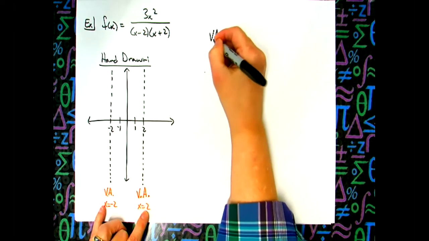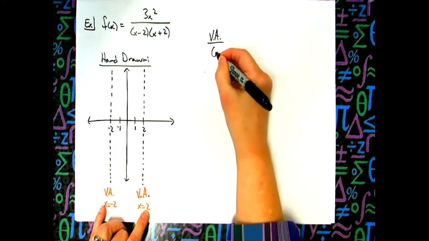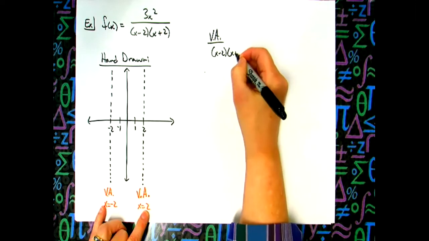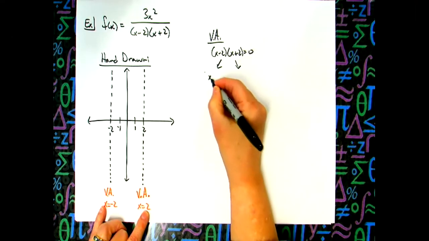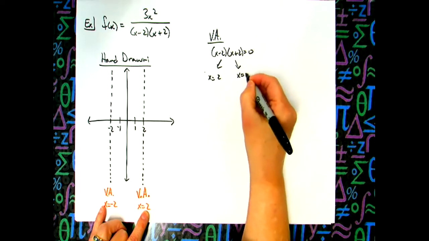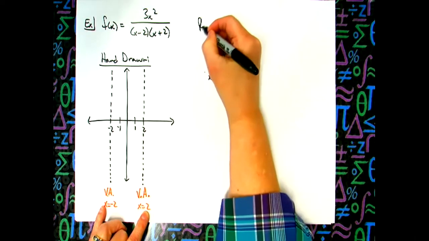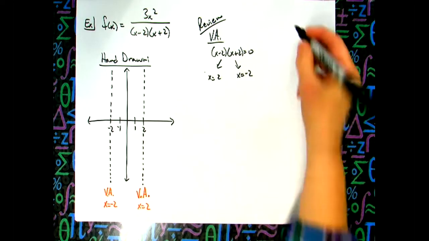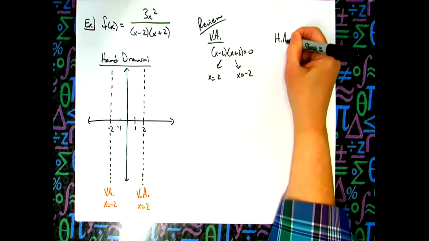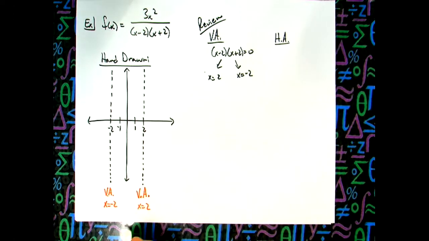Okay, you did that last week in your notes. You take that denominator, you set it equal to 0. We set both of them equal to 0. So this is x equals 2. This one's x equals -2. Okay, so that was a little bit of review on where that came from. Now you ought to also be able to, from last week, identify the horizontal asymptote.